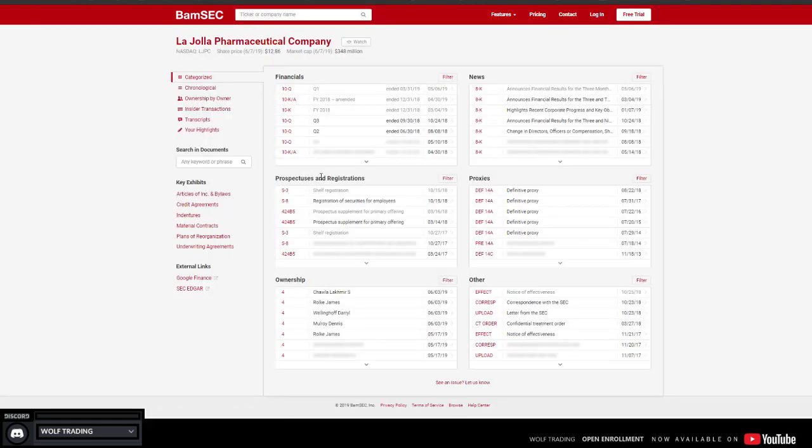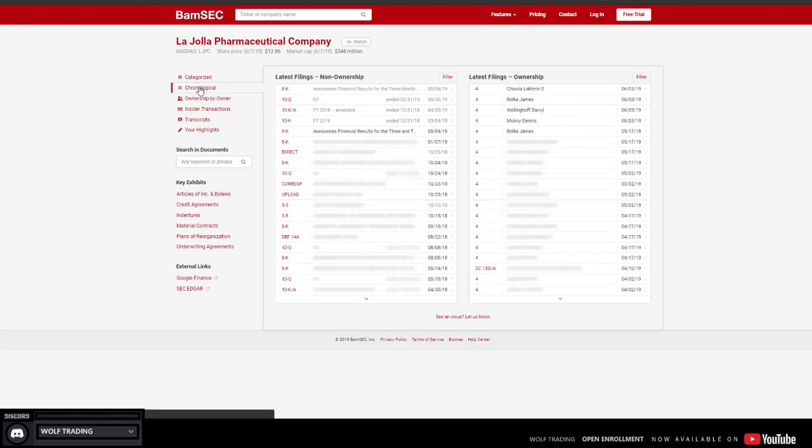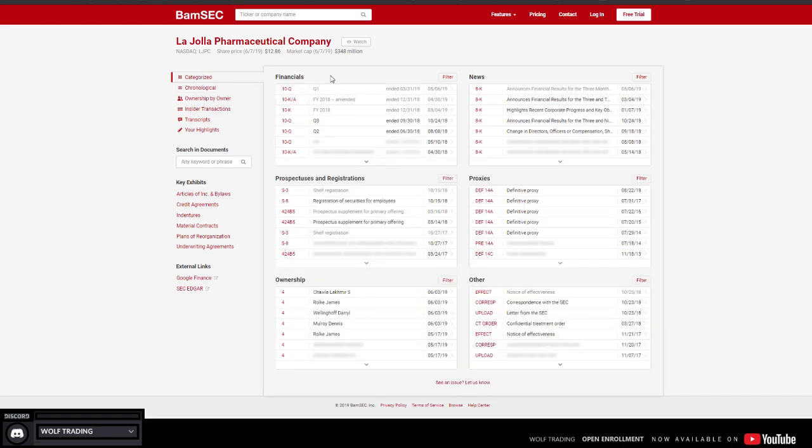Okay, so right here is the prospectus and registration section. I like to view the data as categorized. Categorized is going to sum it up: the financials, the registrations, the ownerships. But for today, we're going to focus on this right here, the prospectus and registration.